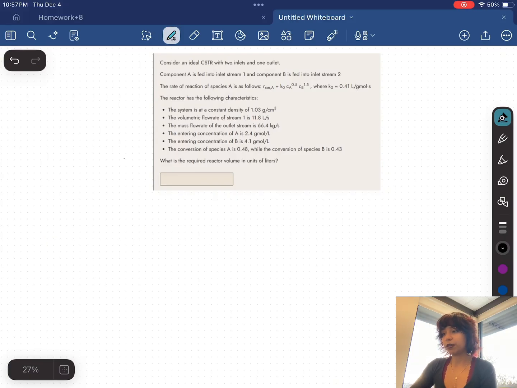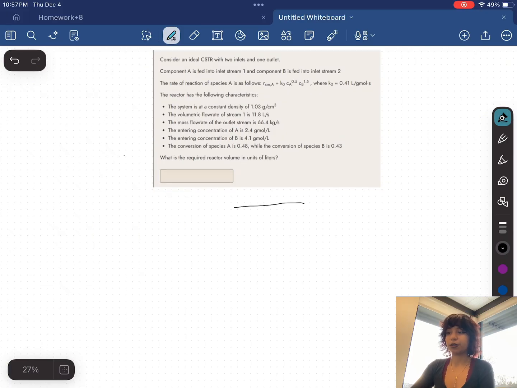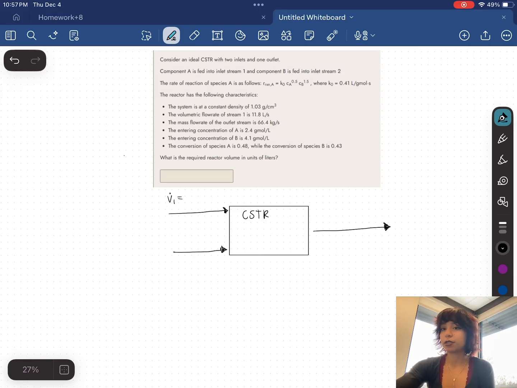The mass flow rate of the outlet stream is 66.4 kilograms per second. The entering concentration of A is 2.4 gram moles per liter. The entering concentration of B is 4.1 gram moles per liter. The conversion of species A is 0.48, while the conversion of species B is 0.43. What is the required reactor volume in units of liters?